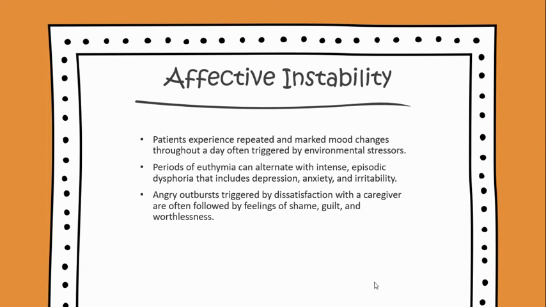Affective instability. Patients experience repeated and marked mood changes throughout a day, often triggered by environmental stressors. Periods of euthymia can alternate with intense episodic dysphoria that includes depression, anxiety, and irritability. Angry outbursts triggered by dissatisfaction with a caregiver are often followed by feelings of shame, guilt, and worthlessness.